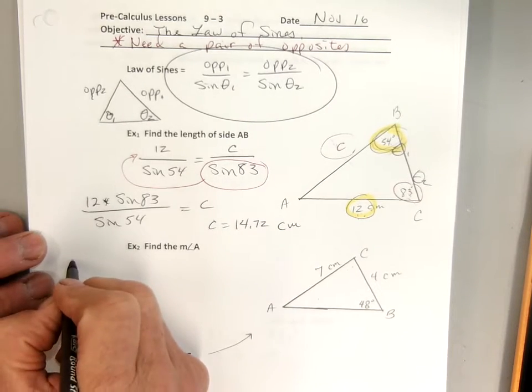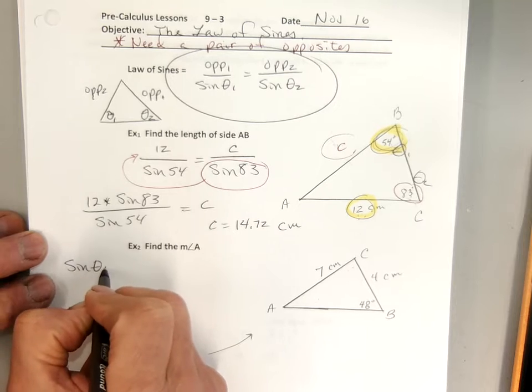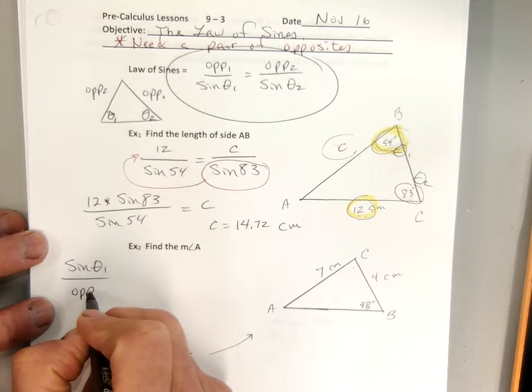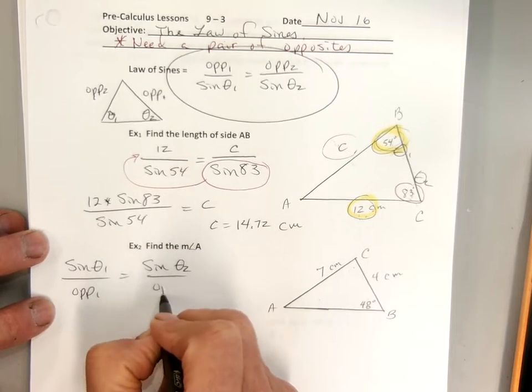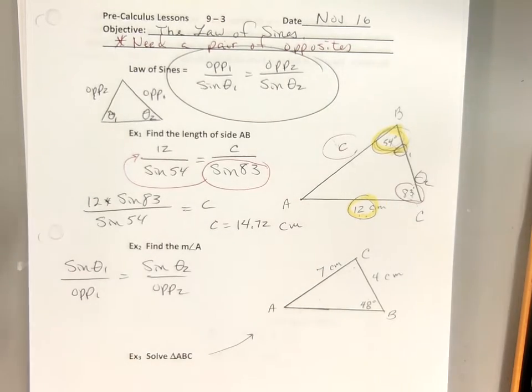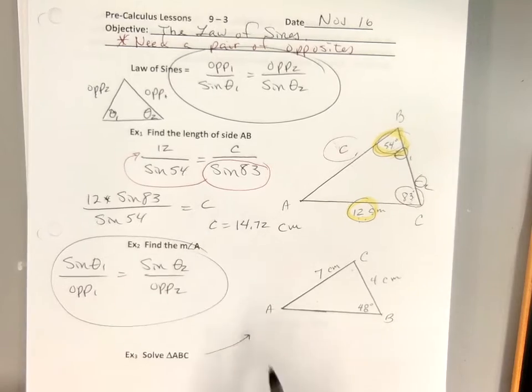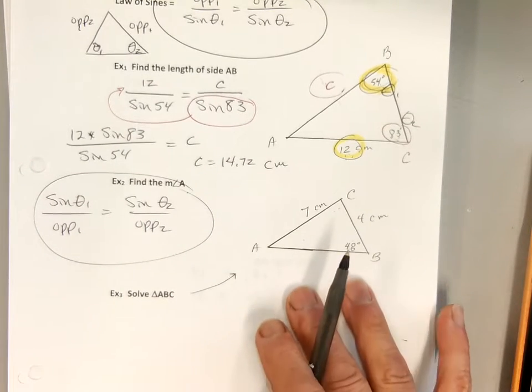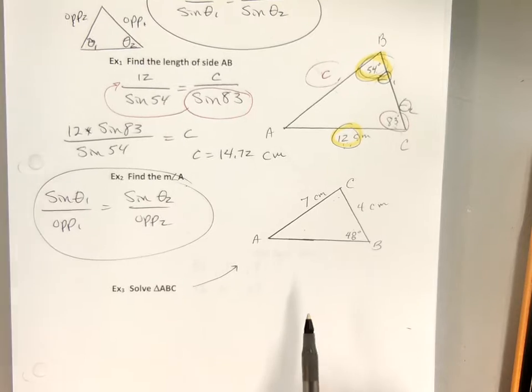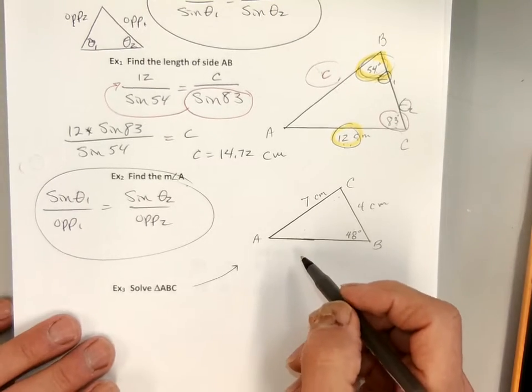Write sine theta 1 over opposite 1 equals sine theta 2 over opposite 2. The exact same formula, but if I'm looking for the angle, I like to write the angle on top. It's just easier to solve. All right? So if I have to find angle A, I'll let you write that down.